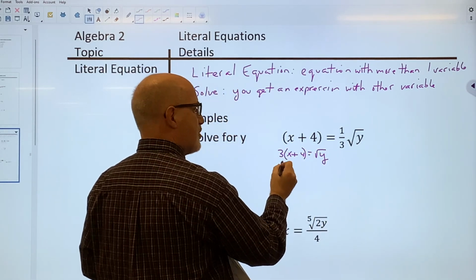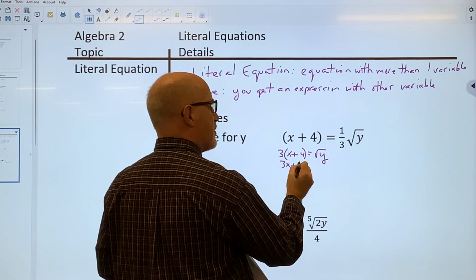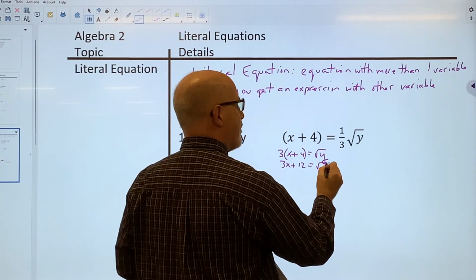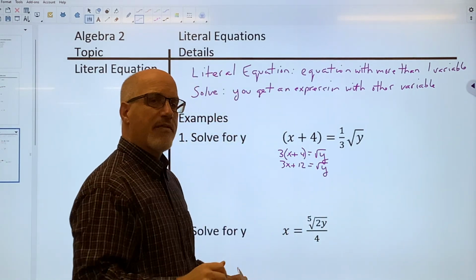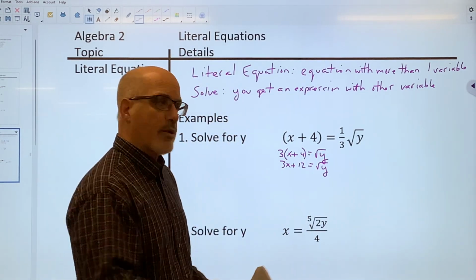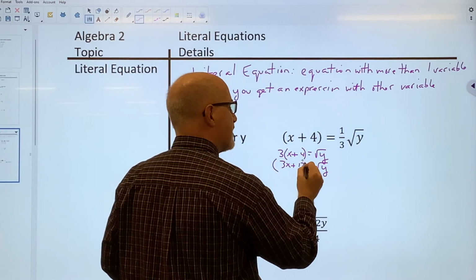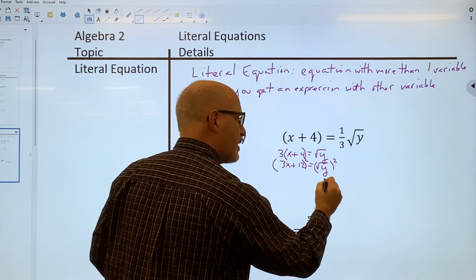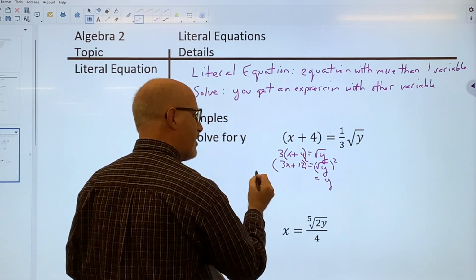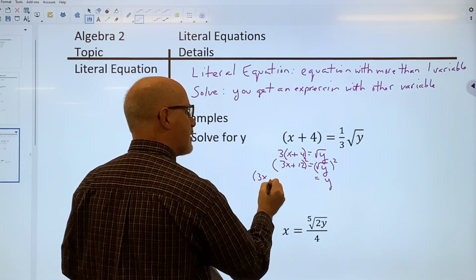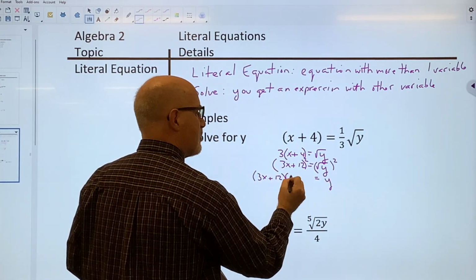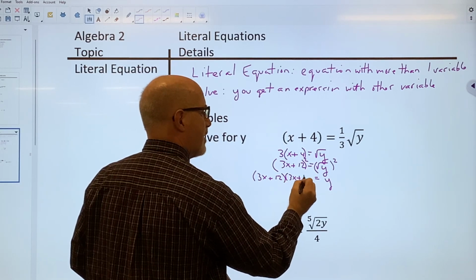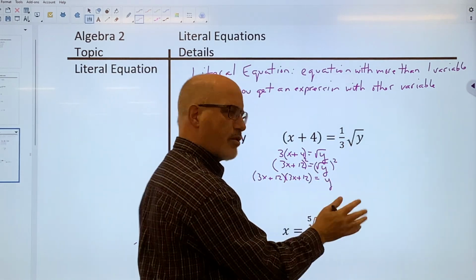Now I'm going to just distribute first. 3x plus 12 is equal to the square root of y. And then to get rid of the square root, I have to square both sides. So you're going to square here and square here, so you get just a y here. And here you're going to have to take 3x plus 12 times 3x plus 12, and we're going to double distribute through.